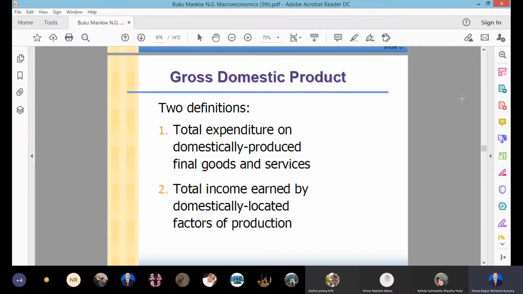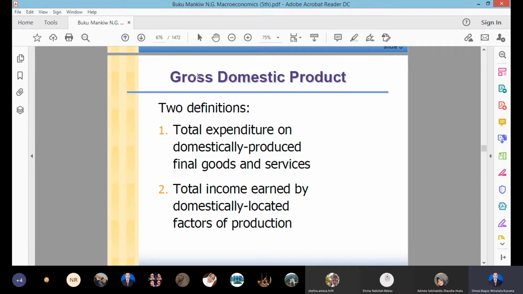Okay, the first one is about GDP. I will just recall quickly, because you have learned this terminology. GDP here is the total expenditure on domestically produced final goods and services, or the total income earned by domestically located factors of production. From these two different terminologies, you can know that the GDP is basically the total output in a particular country in a particular year that is produced domestically, not outside the country.